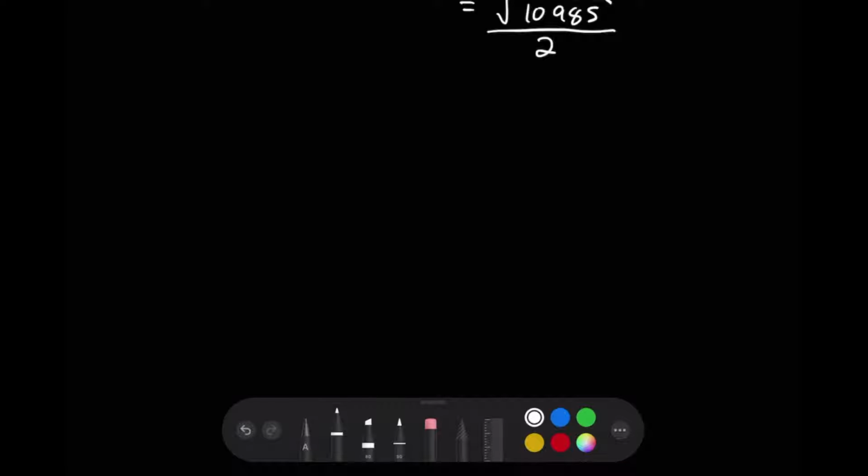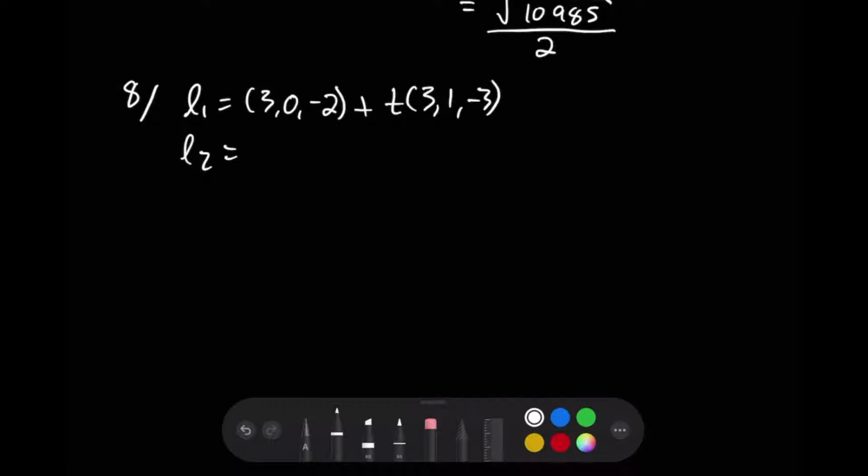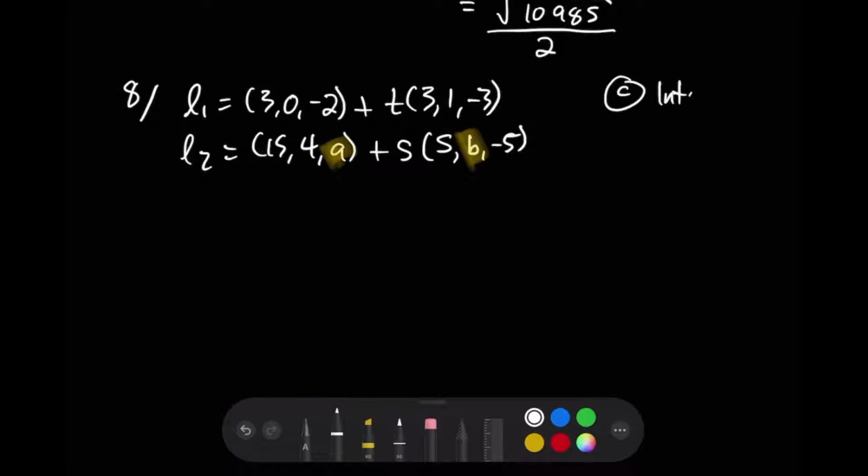Our next question comes from the worksheet for intersection of lines in 3 space, and we're looking at 8C. For number 8, we're given the equation for 2 lines. L1 is (3, 0, -2) plus t(3, 1, -3), and L2 is (15, 4, a) plus s(5, b, -5). We need to find the values for our variables that will allow these lines to intersect.